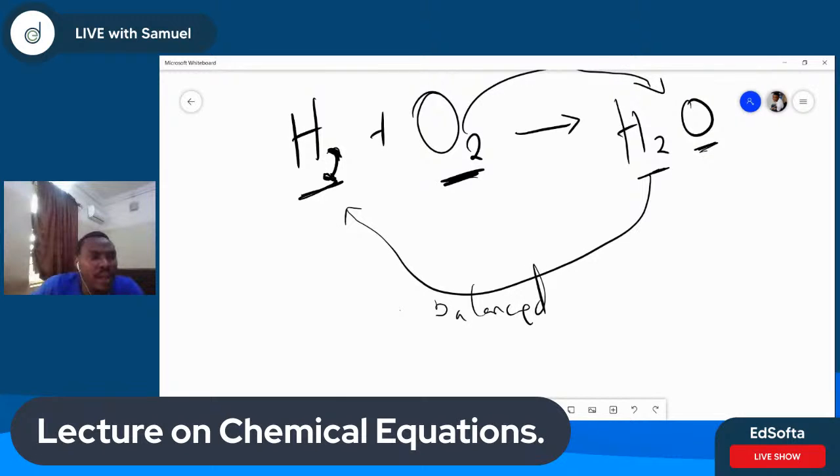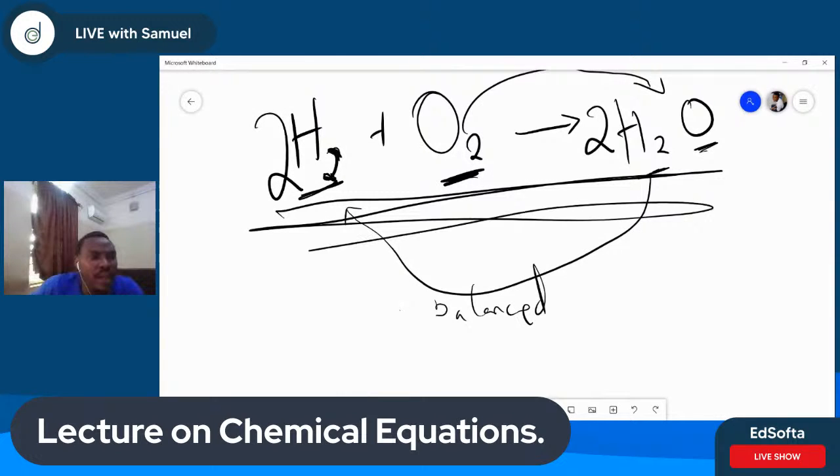So what do we have to do? If this is 2, that means we have to put 2 here. But now when we put 2 here, it means that this one is no more balanced. So what do we have to do? We now put 2 here. So now we have a balanced equation. And this balanced equation now has more value to us because we know that anytime you want to synthesize water again, you are going to use twice the amount of hydrogen for one amount of oxygen. So you see, we have the right ratio, 2 to 1 to 2.